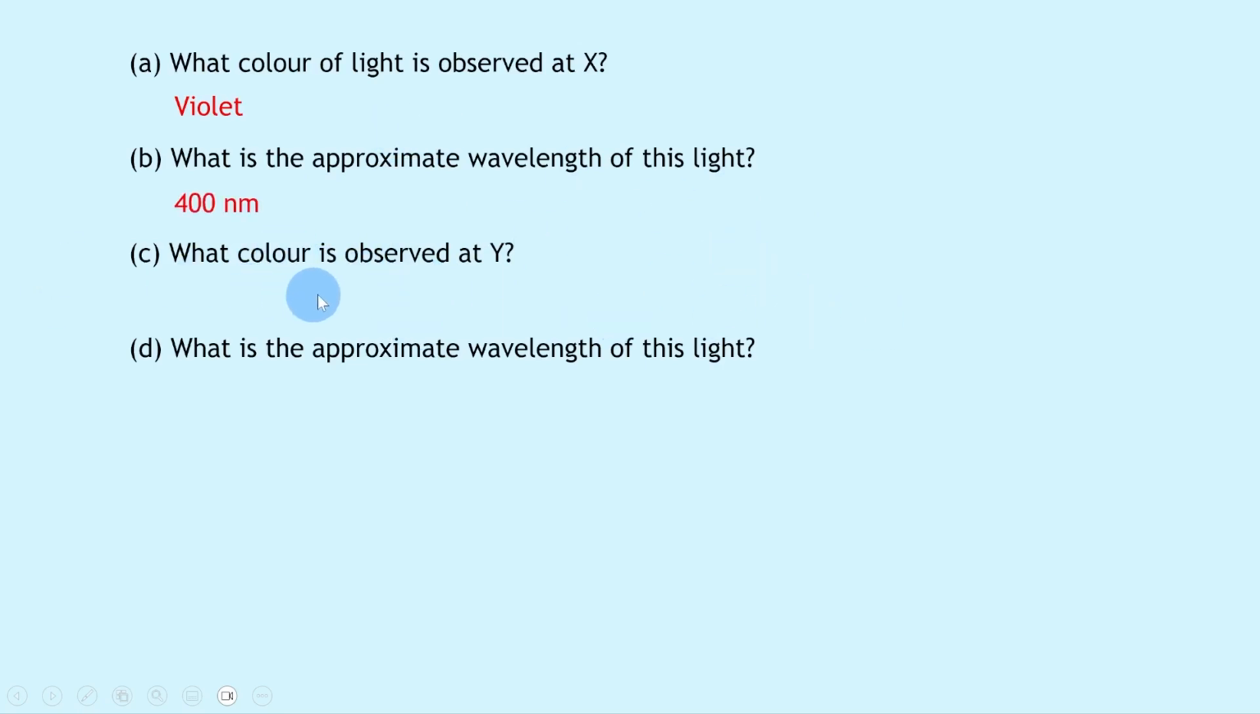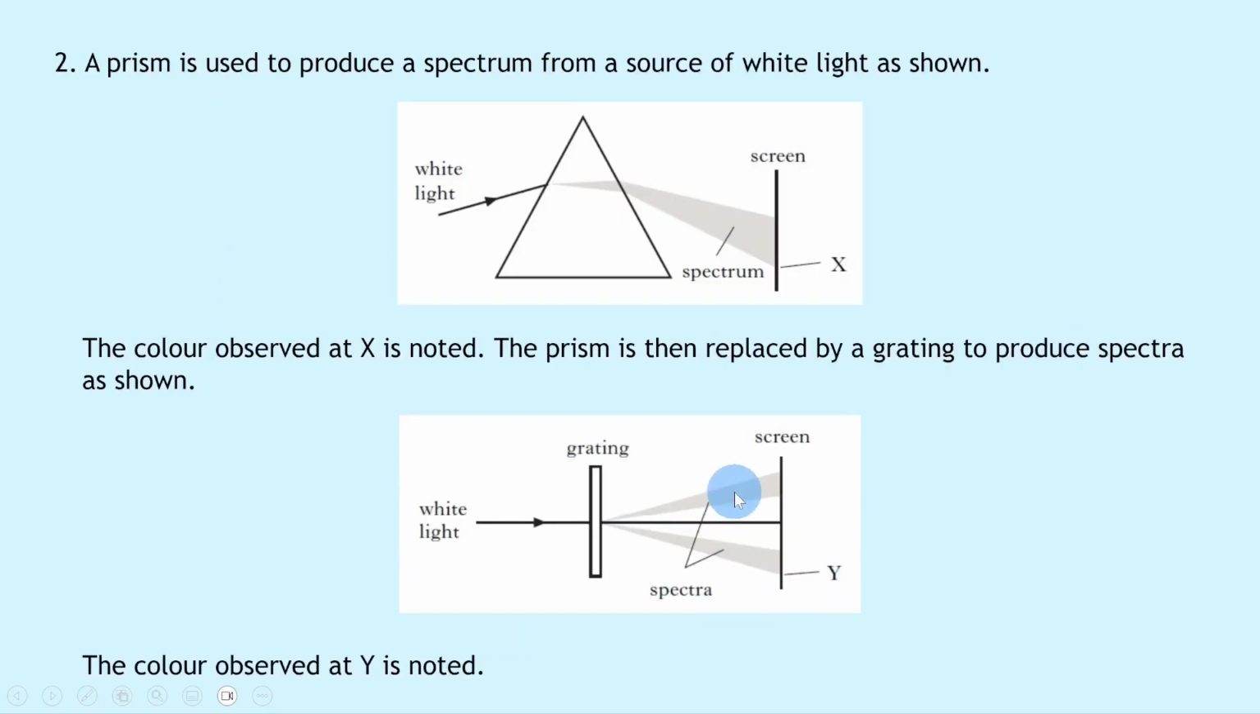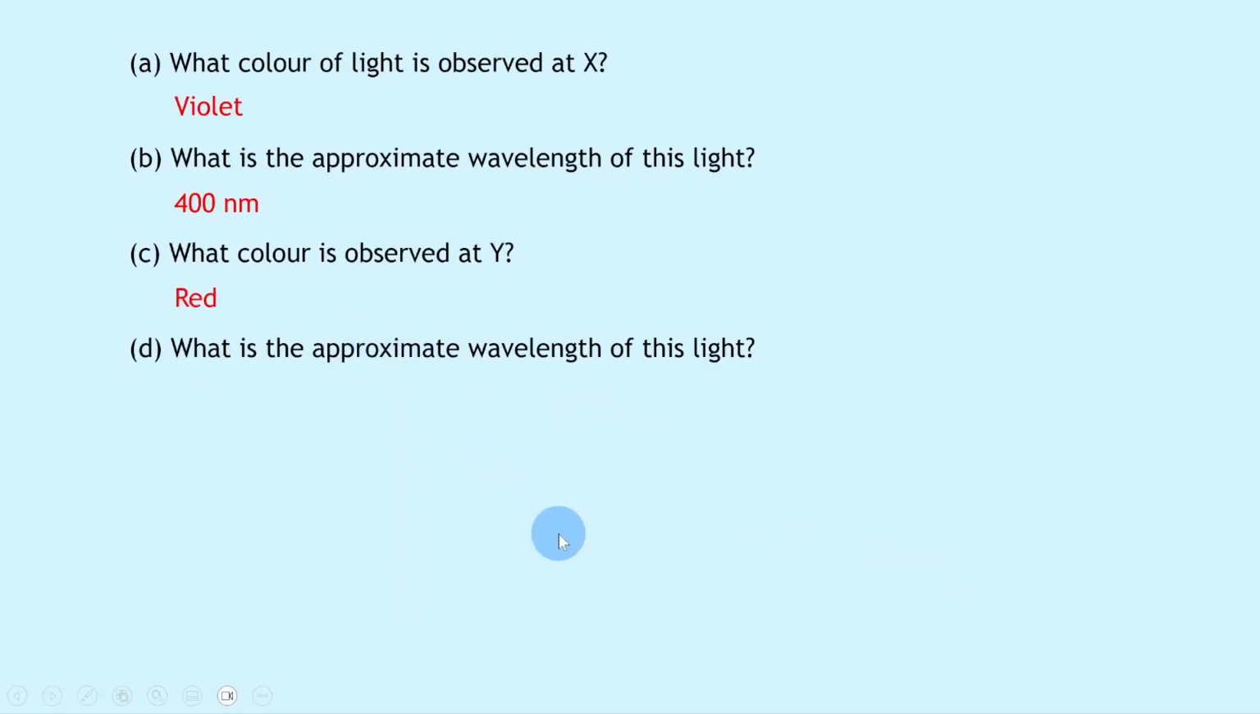Part C says what colour is observed at Y? Well, looking back at our picture, remember for the case of the grating, we have a central white maximum, and then we would have violet light first, and then we would get up to red light for this spectrum. And then for this one below the central maximum, we would have violet light first, and then keep going to red light at this side. So that means that Y must be the colour red. So for C we can say the colour is red, and D says what is the approximate wavelength of this light? Well, remember red light has a wavelength of roughly 700 nanometers.